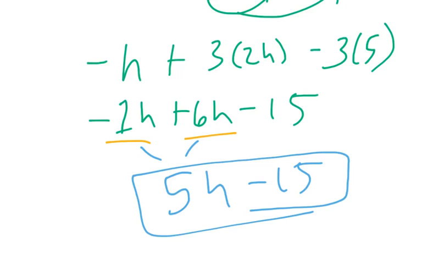And so this is what you have to do when you have numbers outside parentheses. You have to apply the distributive property. And if you have multiple terms, sometimes you have to combine the like terms to get your final answer.